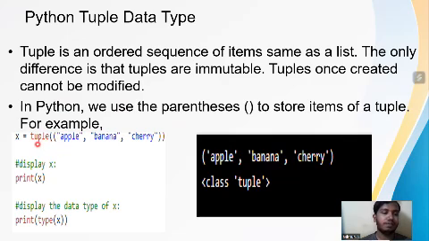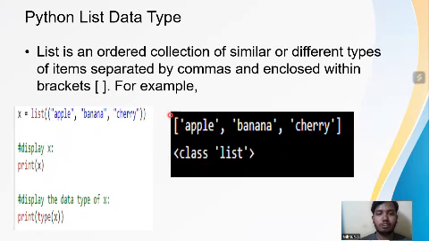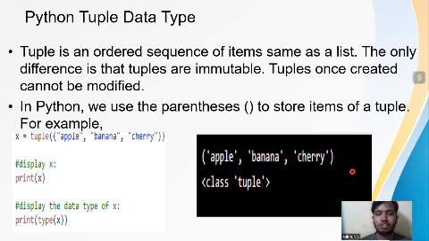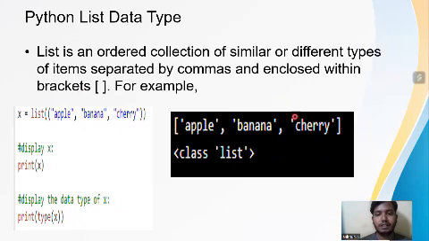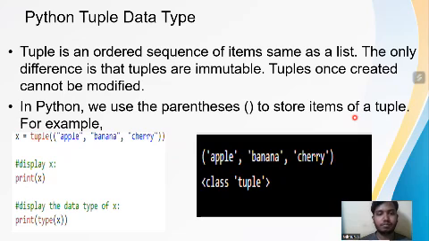It is referred to as immutable, which means it cannot be modified. Here we assign a variable name as tuple, like apple, banana, and cherry. On printing, we obtain apple, banana, and cherry. The only difference is that the items are separated by commas and enclosed by parentheses, not square brackets. In a list, it is enclosed by square brackets, whereas in a tuple, it is enclosed by parentheses, and it cannot be modified.